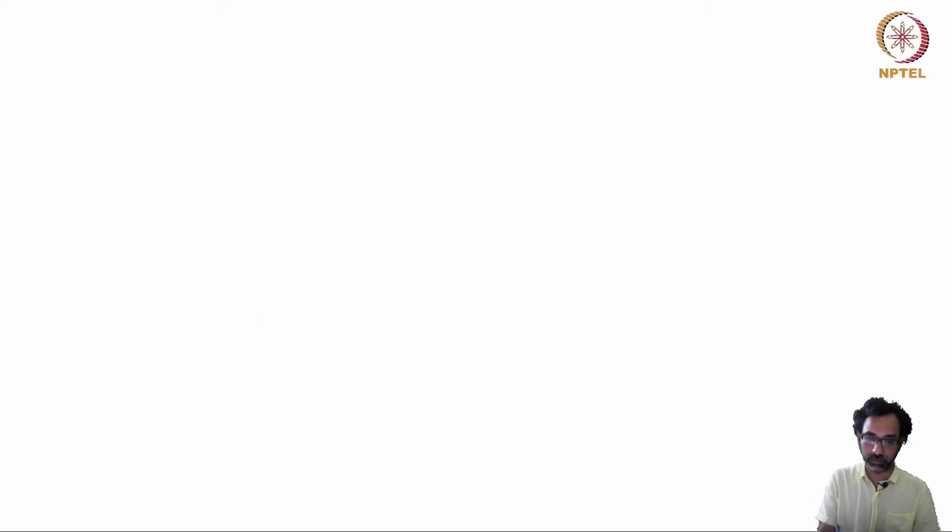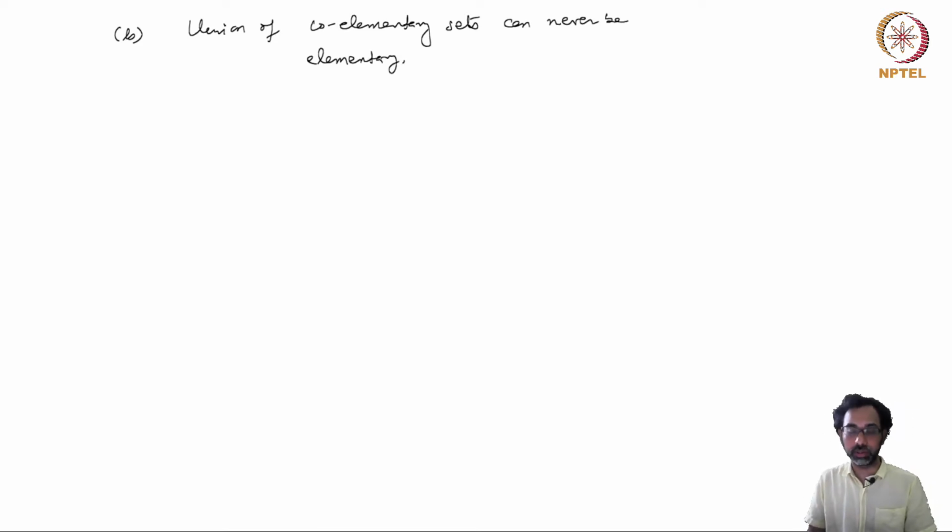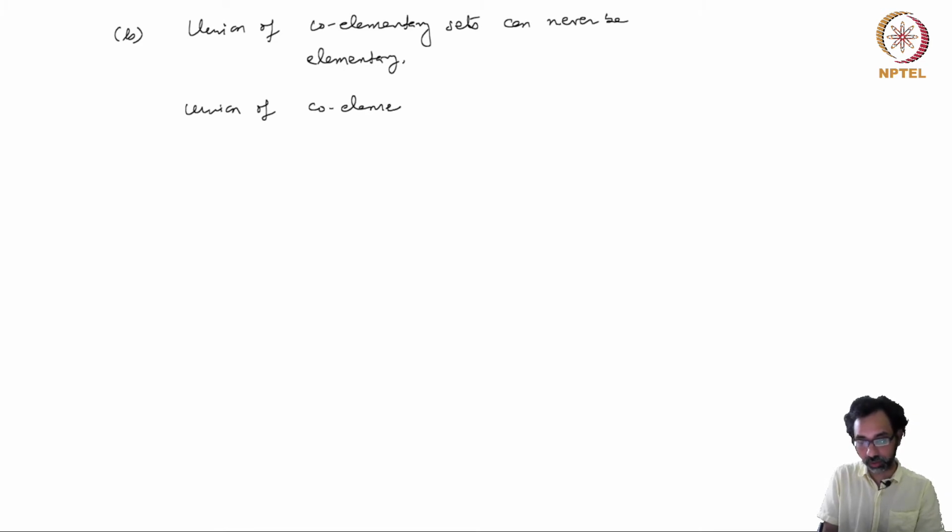On the other hand, before I prove that, notice that a union of co-elementary sets can never be elementary, because each of them is unbounded and the union is bounded, which is a contradiction. So a union of co-elementary sets can never be elementary, but the union of co-elementary sets can be co-elementary.